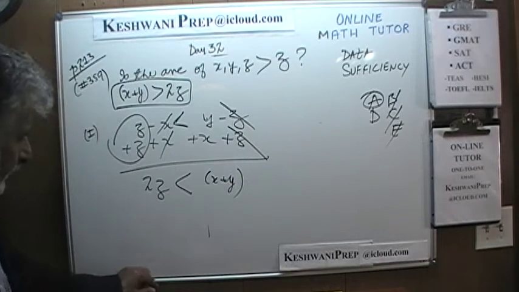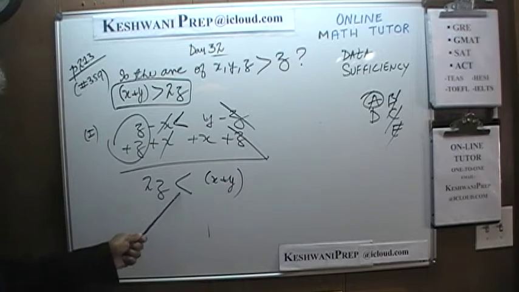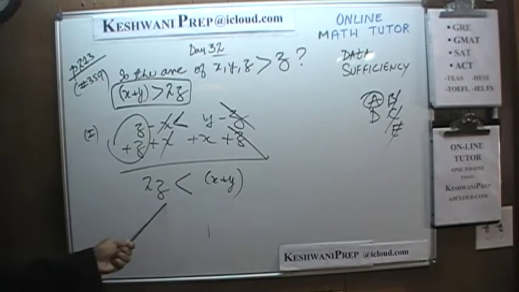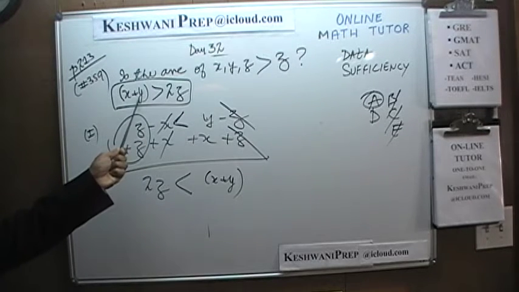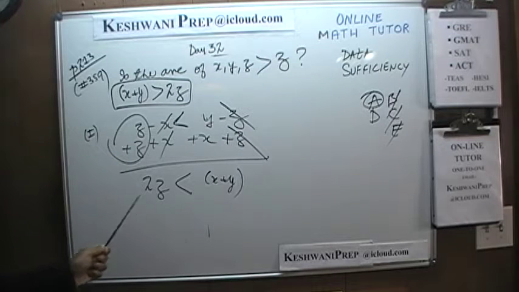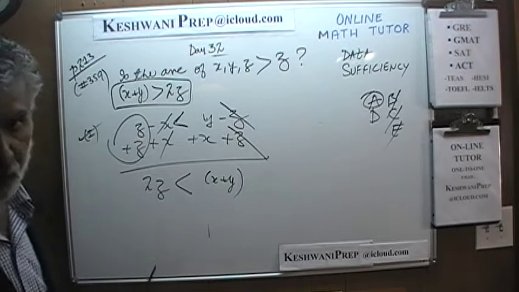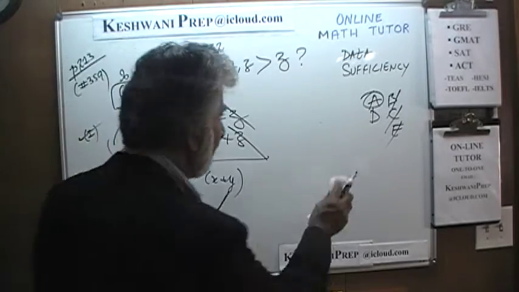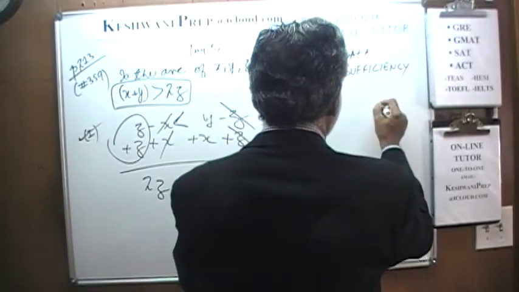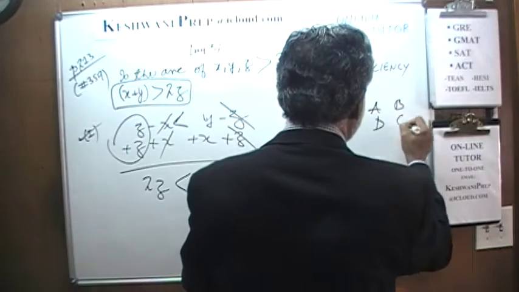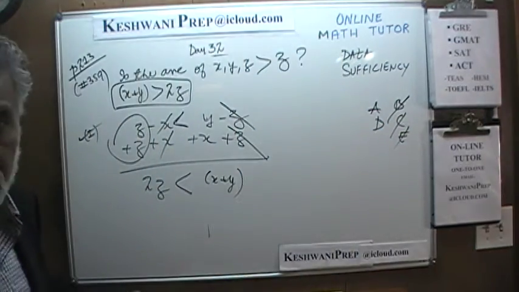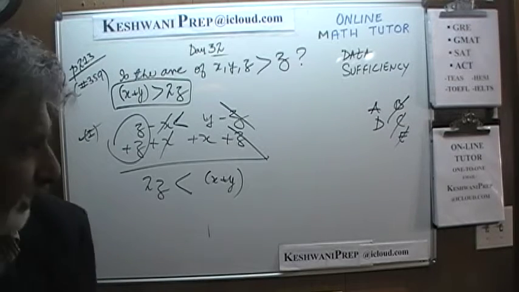And saying that 2z is less than x plus y is the same as saying that x plus y is more than 2z. It's the exact same thing. What they were asking us is exactly what we found here, which means statement 1 does the job nicely. A, D, B, C, E. Since statement 1 by itself was enough, we know now that the answer has to be either A or D.